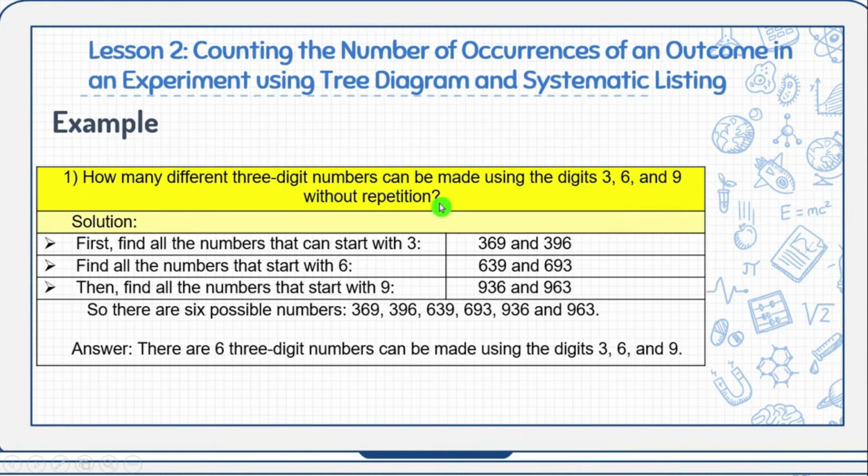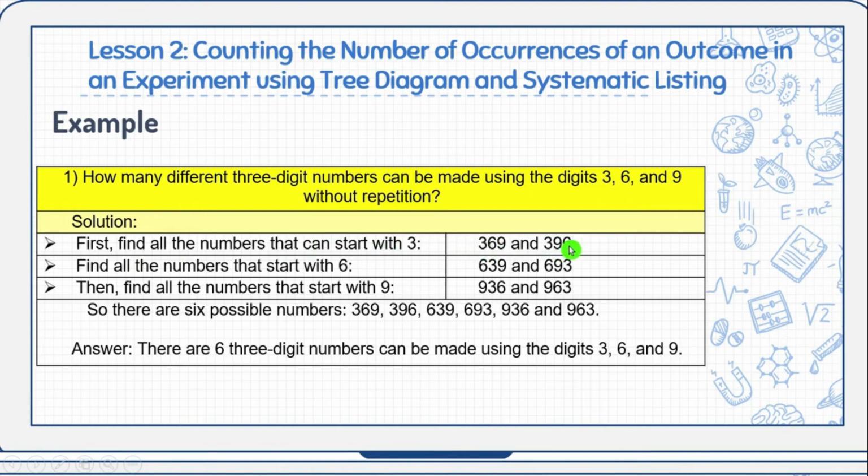Okay, so using this systematic listing. Solution, first, find all the numbers that can start with 3. Diba? May 3 digit. Ilang different 3-digit numbers ang magagawa natin using these digits 3, 6, and 9. So first, find all the numbers that can start with 3. So, pwedeng 369 or 396.